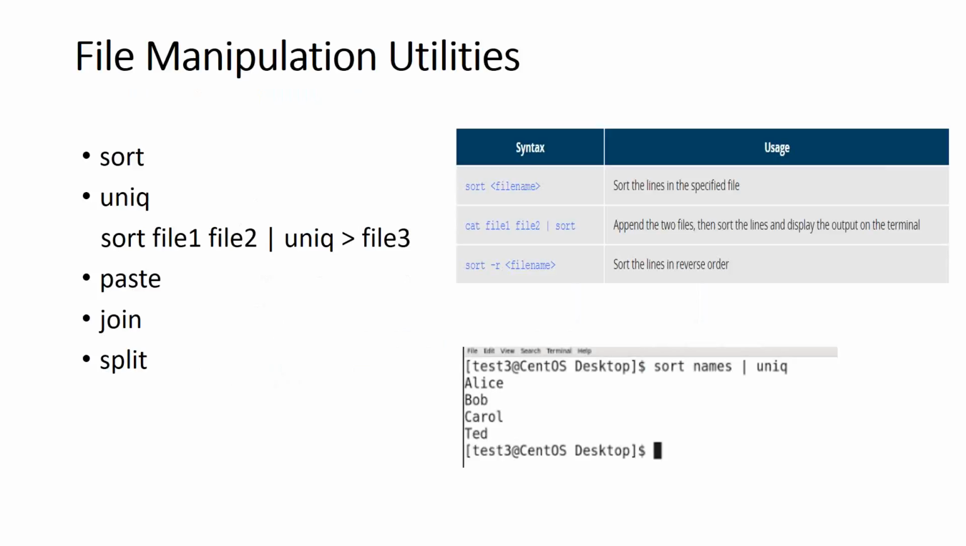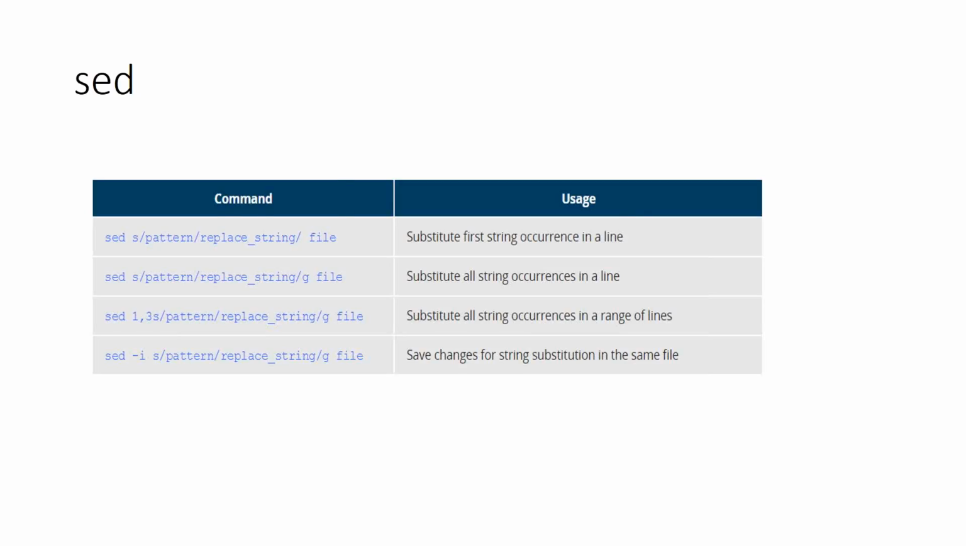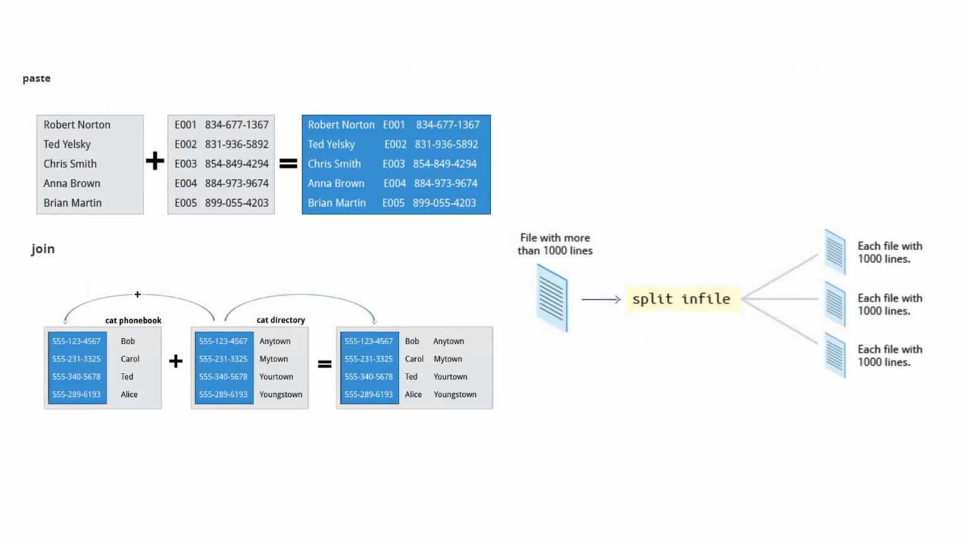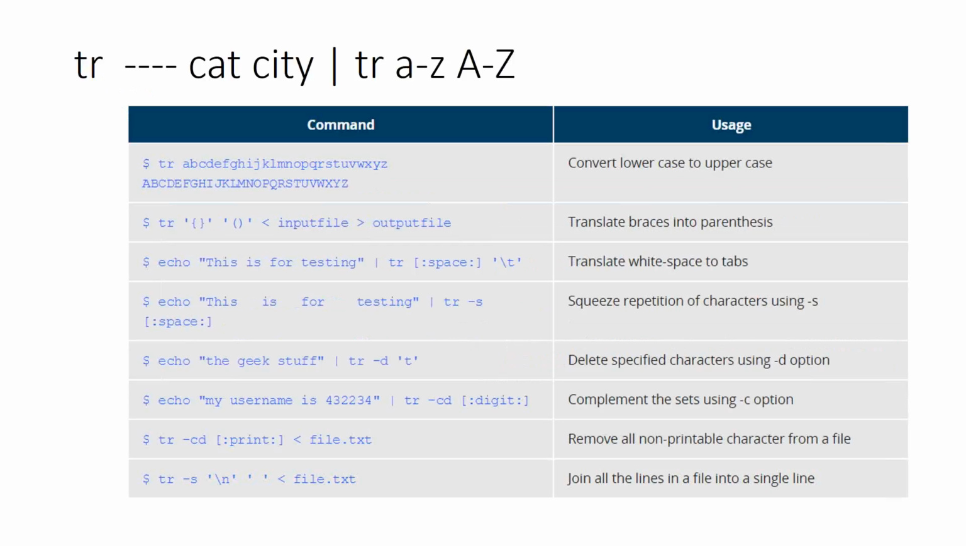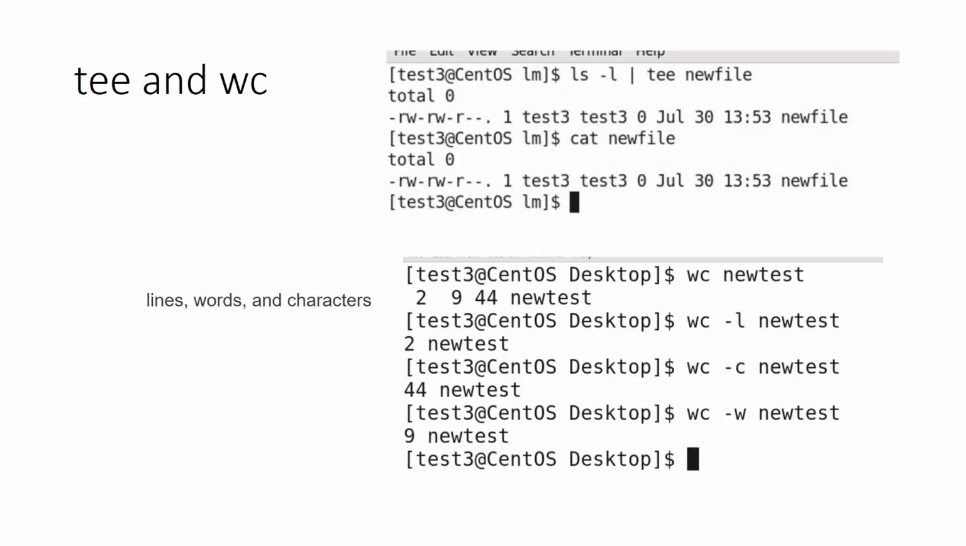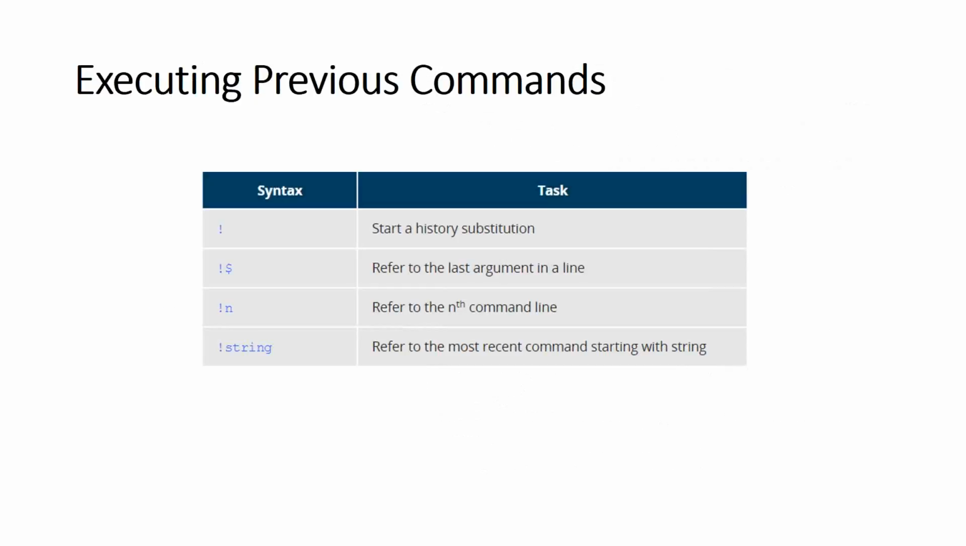Throughout the class, I am going to show you a few examples of these commands: file manipulation utilities, sed, awk, paste, join commands, and even grep. Grep is one of the text processing commands, and you can use tr to translate, let's say, small letters to capital letters. I'm also going to explain a couple of word count commands, things like that.